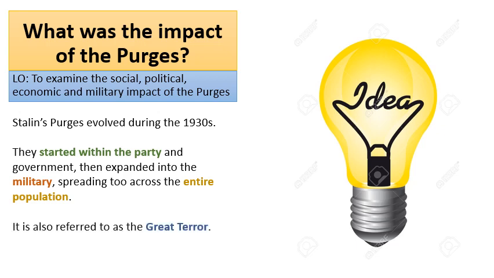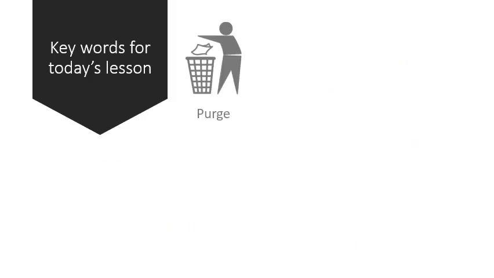It's referred to as the Great Terror as well. So if you see that or hear that, we're still talking about the same period in the 1930s and the same idea about Stalin using force and violence to secure his position. Quite simply, it affected the whole of the Soviet Union. There wasn't one person who wouldn't have known someone, or even more directly been affected by these purges and the terror.